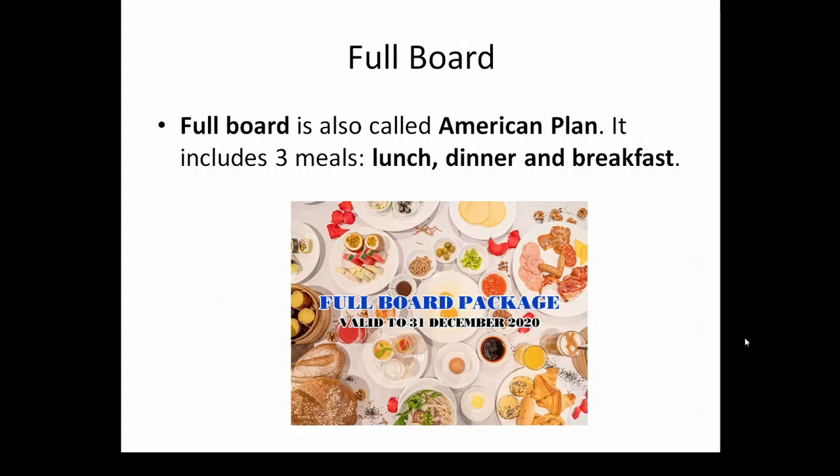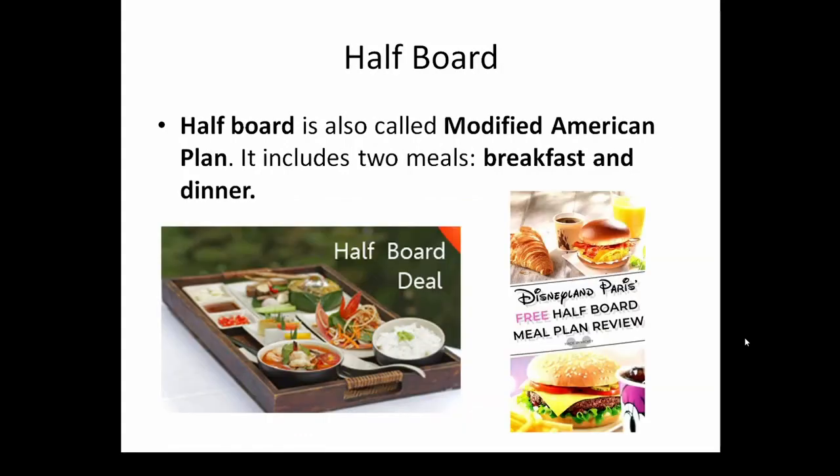Full board is also called American plan. It includes 3 meals: lunch, dinner, and breakfast. Half board is also called Modified American plan. It includes 2 meals: breakfast and dinner.